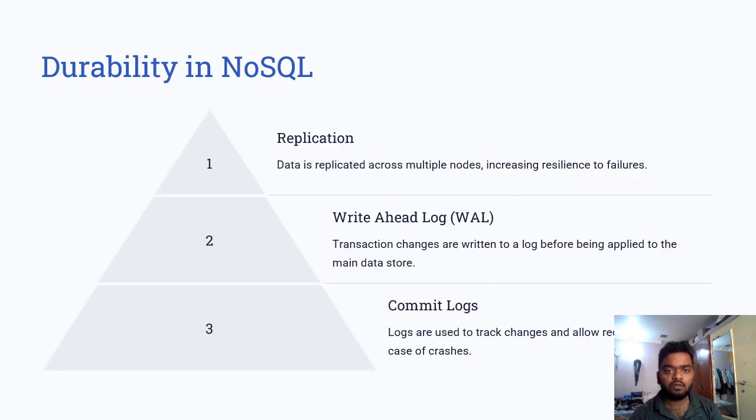Durability in NoSQL. Replication: data is replicated across multiple nodes, increasing resilience to failures. Write-ahead log: transaction changes are written to a log before being applied to the main data store. Commit logs are used to track changes and allow recovery in case of failure.